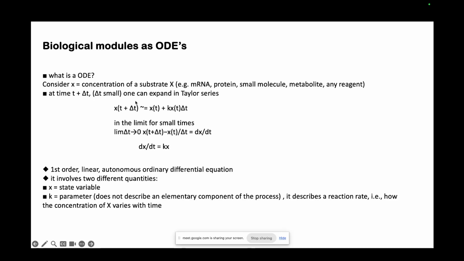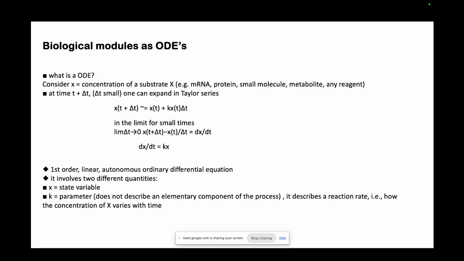mostly will be concerned with consumption or production of a particular substrate or a particular compound or protein, etc. So if you consider X as the concentration of a substrate, which can be anything, as I said, mRNA, protein, small molecule, whatever, what you want to see is, at t plus delta t time, what is the value of X? So this is the Taylor series, where you can expand X of t plus delta t in terms of X of t. And if you take the limit of delta t tends to 0, this forms the differential equation, which is dx/dt equal to kx. So a few things about this particular equation and all differential equations in general.